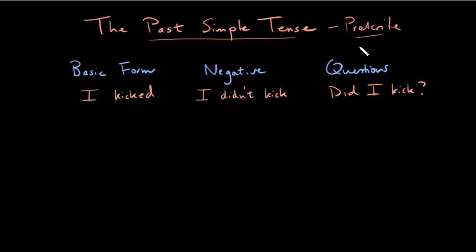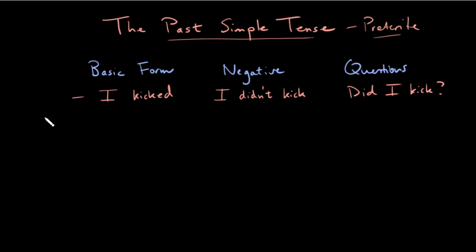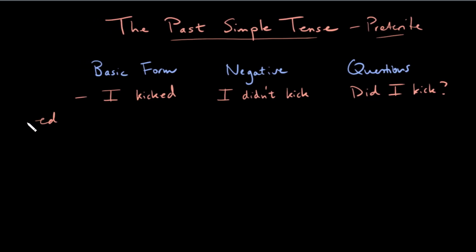Now, let's first look at how we form the past simple tense, and then we'll look at a few sample uses. So, the basic form with a regular verb is to add ed to the end of the verb. And that's how it becomes I kicked, you kicked, he, she, it kicked, and so on. It doesn't change in terms of number and person. It's going to be that same ending all the way through. Now, the spelling might change a little bit depending on the base of the verb, but we have a separate video about that.